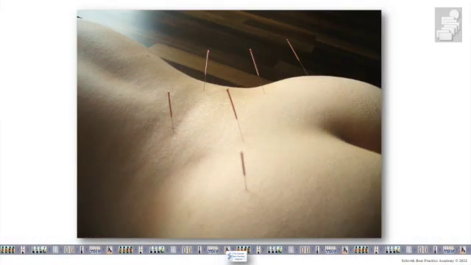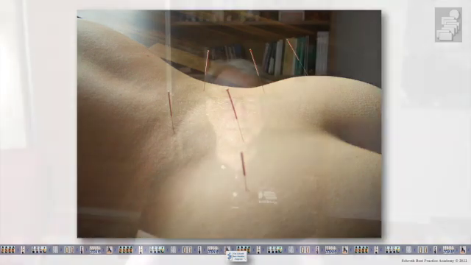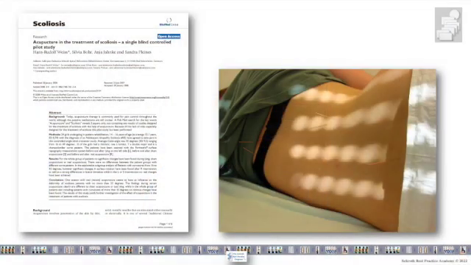The use of acupuncture and Chinese herbal medicine is rarely mentioned in the literature on scoliosis treatment. I myself have conducted a controlled pilot study in which it was clearly demonstrated that proper acupuncture compared to sham acupuncture resulted in significant improvement of postural asymmetry as measured by the formetric surface topography system.